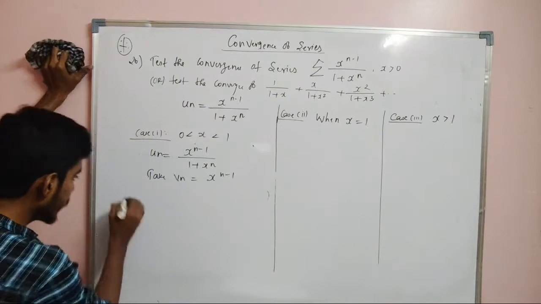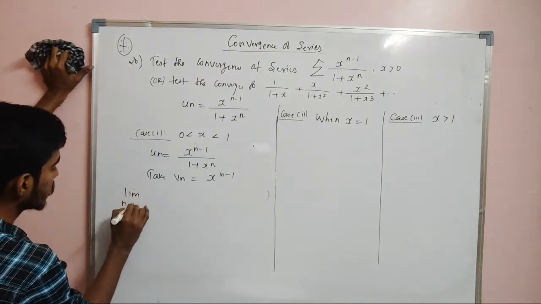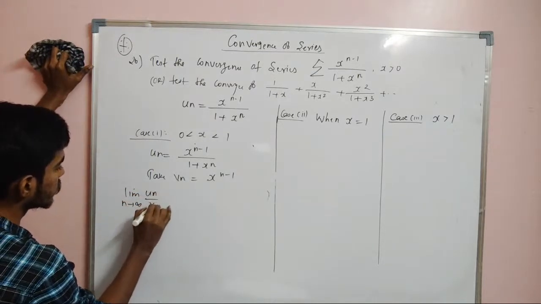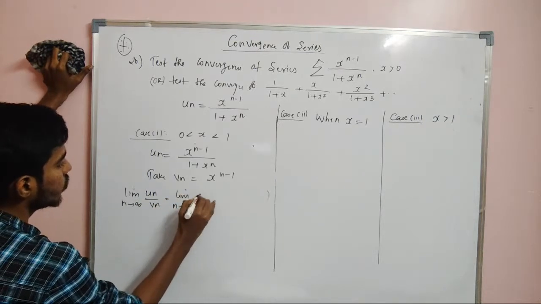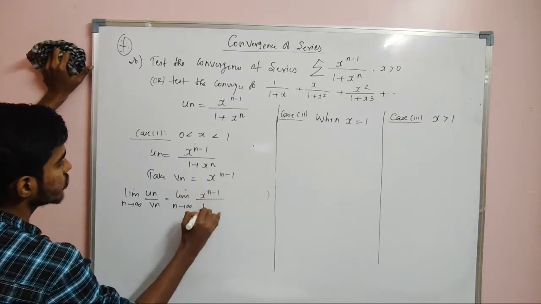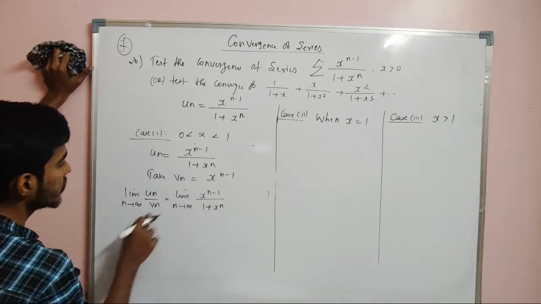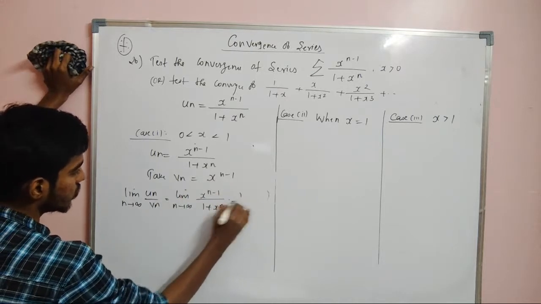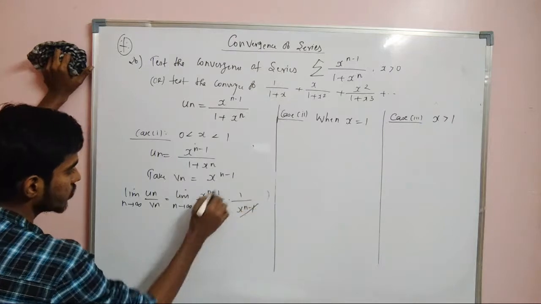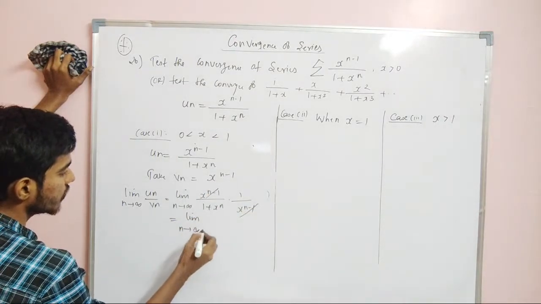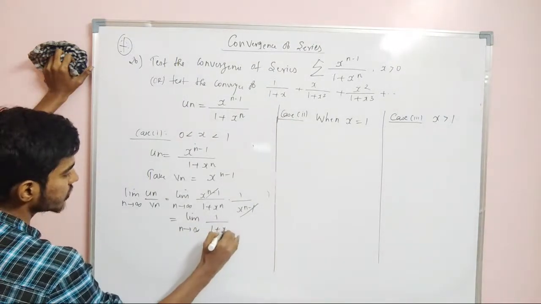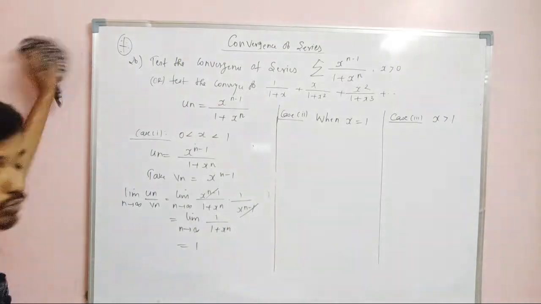Now what about limit n tends to infinity Un by Vn? So this is nothing but limit n tends to infinity, our Un is x power n minus 1 divided by 1 plus x power n, and Vn is x power n minus 1. So these two terms will get cancelled. So this will be limit n tends to infinity 1 by 1 plus x power n, and this tends to 1. Why?